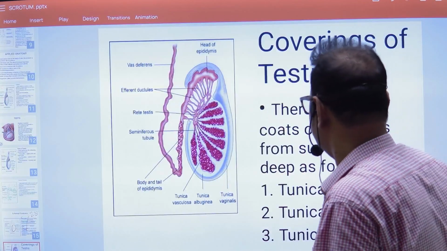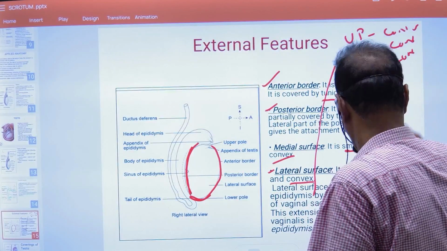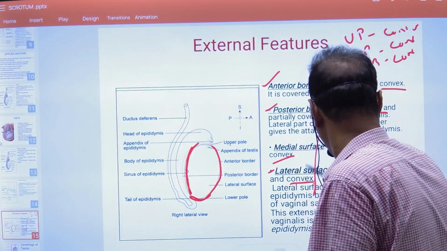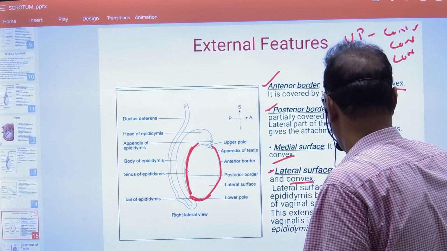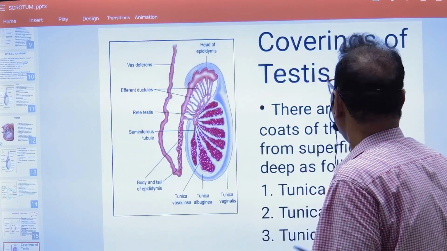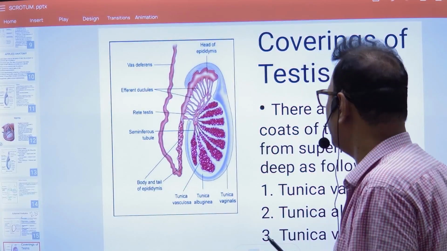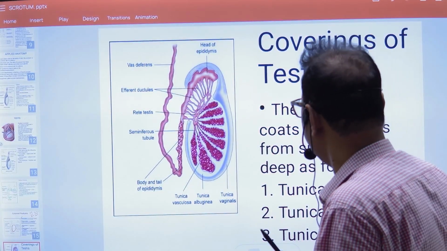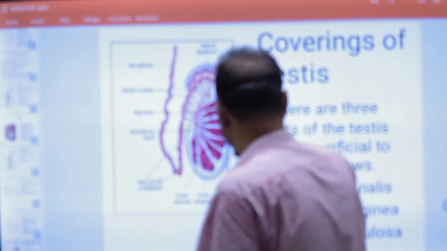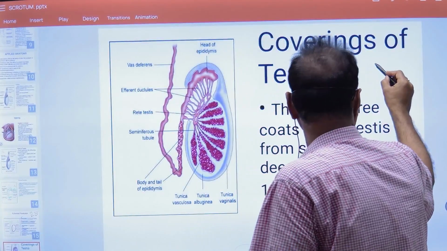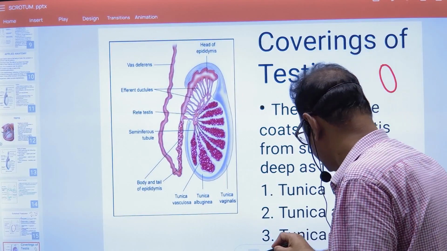Now covering of the testes. We'll talk about the covering of the testes. Testes is being covered by the 3 layers. What are those? If we have got the testes over here, it has got 3 coverings.